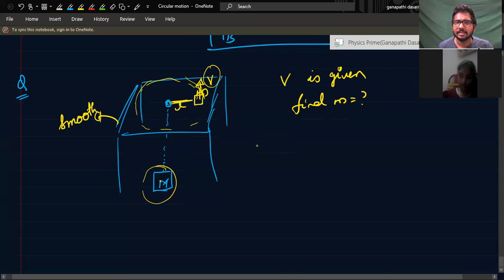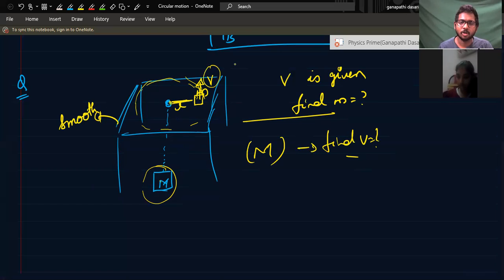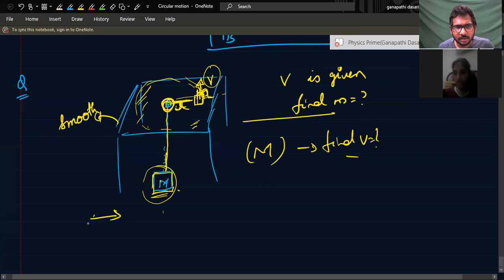Okay. So then the second question is, suppose the mass of the block is given, find the velocity. How much velocity should be given so that it will move in a stable horizontal circular motion? Got it? I hope you can solve it. Try solving it.